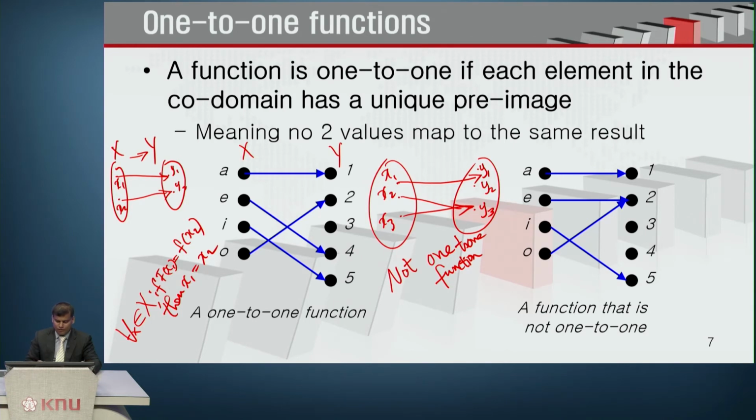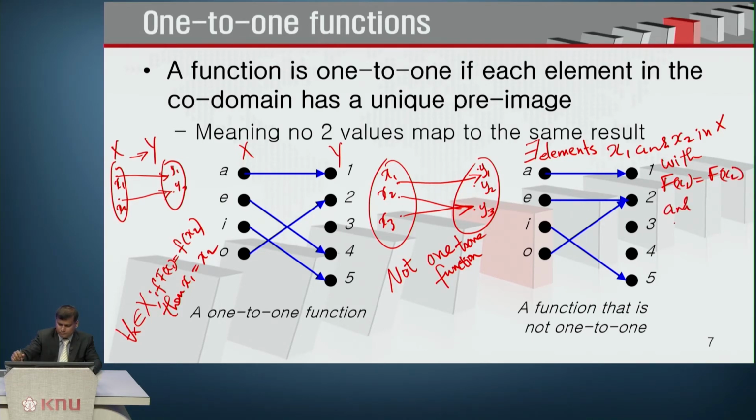And if you want to say it for a not one-to-one function, you could say that for some elements x1 and x2 in X with f of x1 equals f of x2 and x1 is not equal to x2. So this is the condition for not a one-to-one function.